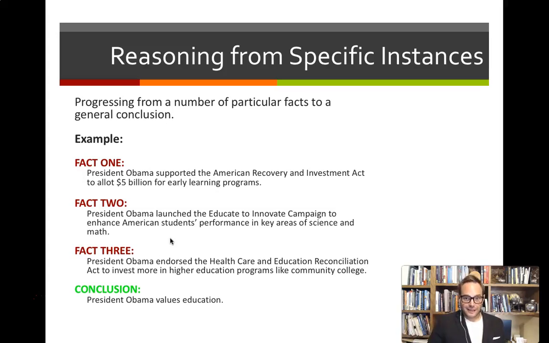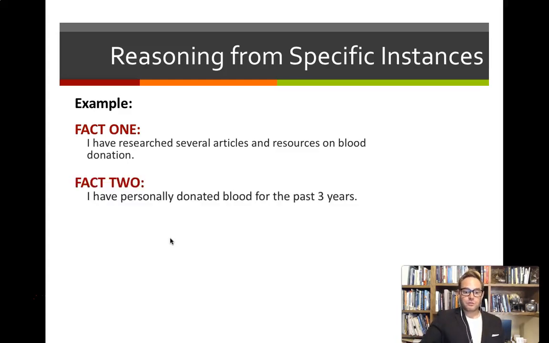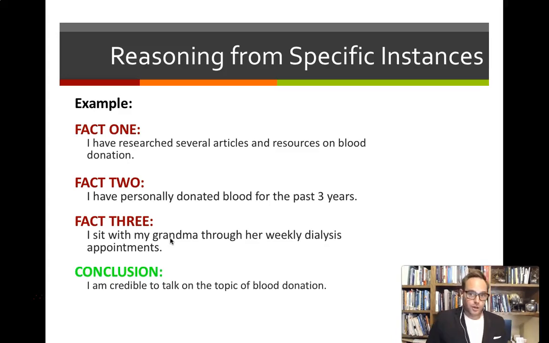So again, this is just an example to show you how someone could use very specific instances to lead to a general conclusion. So, here's another example. You could say something like, fact one: I've researched several articles and resources on blood donation. Fact two: I have personally donated blood for the past 3 years. Fact three: I sit with my grandma through her weekly dialysis appointment, so I know what that process looks like. Conclusion: I'm credible to talk about the topic of blood donation and how it impacts people's lives. So I'm using, again, in this example, a lot of different specific instances to lead to that general conclusion.